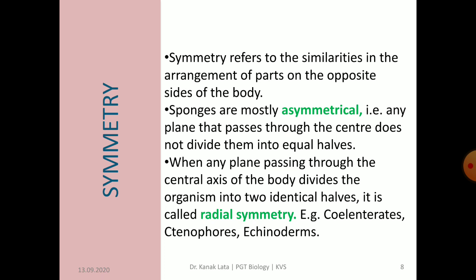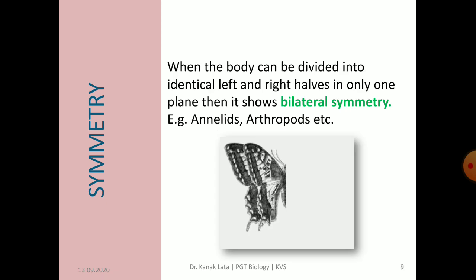Such animals are said to be asymmetrical. Certain animals such as members of coelenterates, ctenophora and echinodermata have a body with a number of similar parts radiating out from a central axis. So the body can be divided into 2 equal halves by any plane passing through the center from top to bottom. This type of symmetry is called radial symmetry.